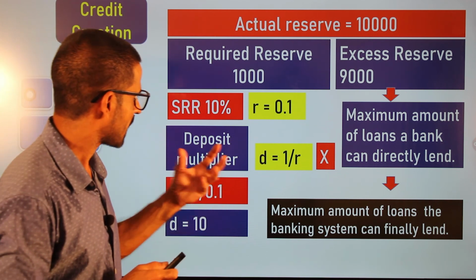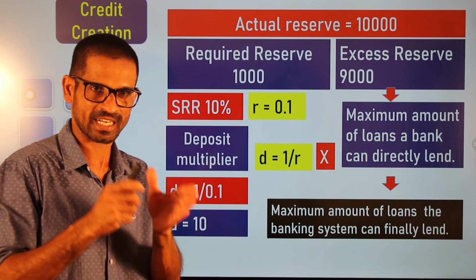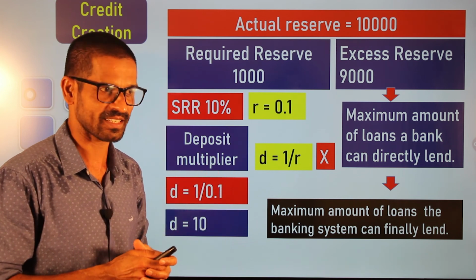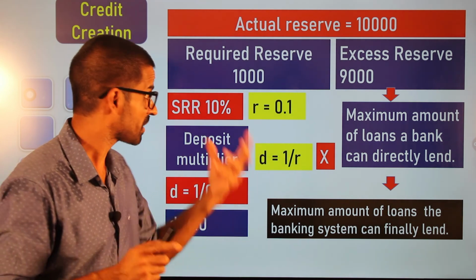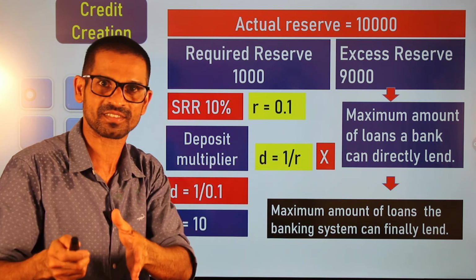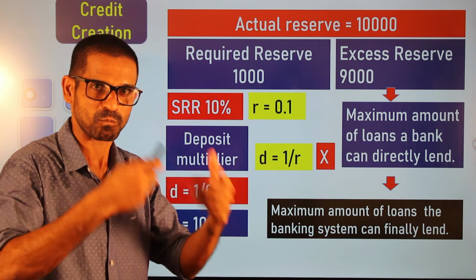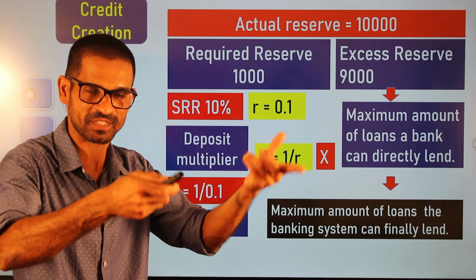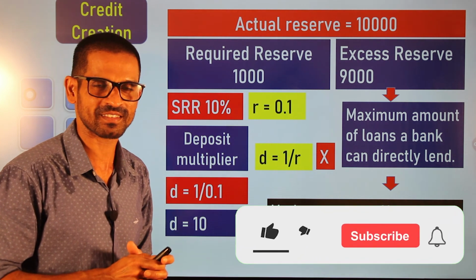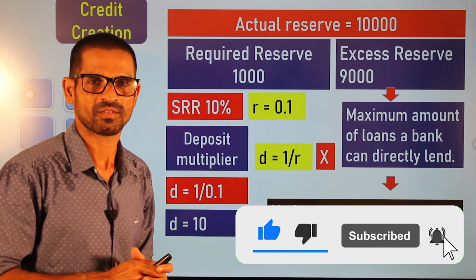Now, I hope you understood the lesson with this practical example, and there are two more areas we have to study further. That is cash drain: what if the reserves decrease within the banking system? That's one area. The other area is injection of more money into the banking system. So when we adjust for these two situations, you can answer any question in the paper, right?